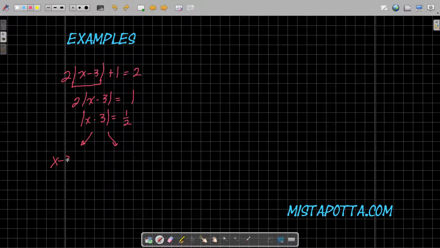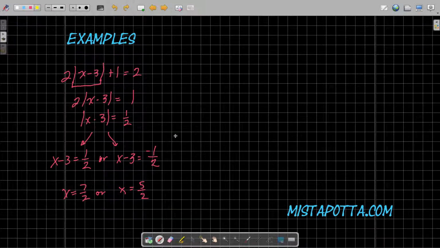One where x minus 3 equals my 1/2, or one where x minus 3 equals the opposite of 1/2. And so what I end up with here, when I add 3 to 1/2, I get 7/2. Or if I add 3 to a negative 1/2, that's going to give me 5/2.